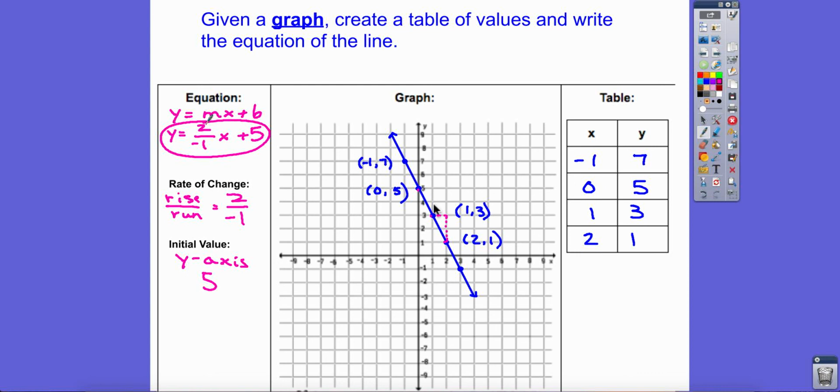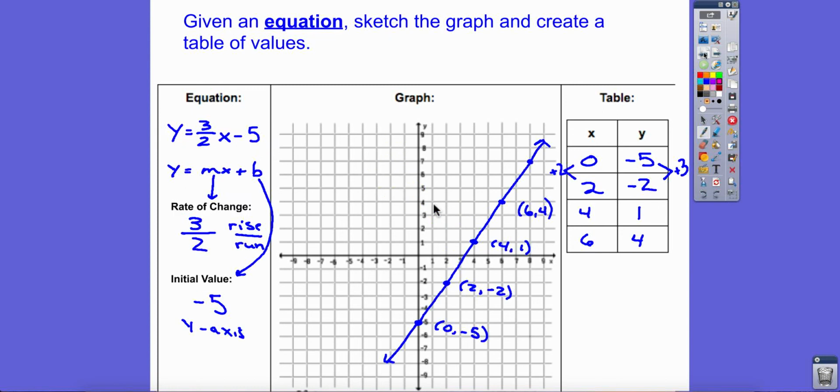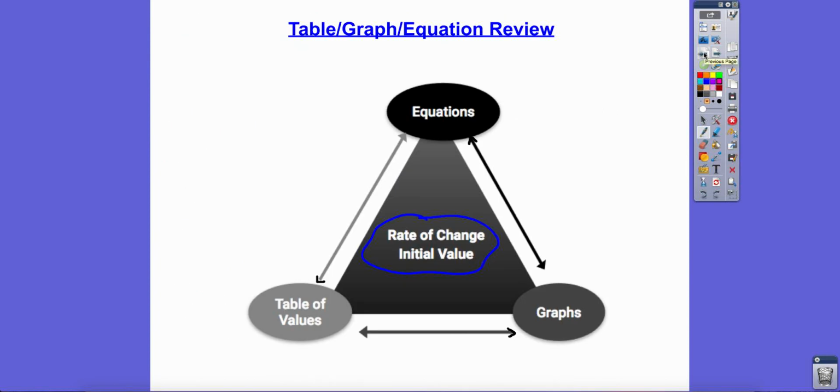So it doesn't matter which way we start here. Notice how equations, graphs, and tables, they're all related to each other, and they're all related because of that rate of change and initial value. If you've got questions, please let me know.